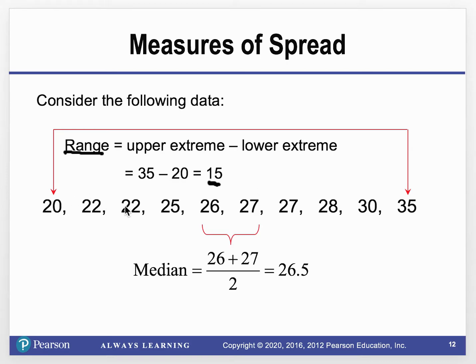Okay, there's 1, 2, 3, 4, 5, 6, 7, 8, 9, 10. So 11 divided by 2 is 5.5. That means I need halfway between the 5th and 6th value, right here, to find the median. So halfway in between 26 and 27 is 26.5. Okay. All right, so we've got the range. And then the reason they found the median here is they want to talk about the interquartile range. Okay, so coming up.